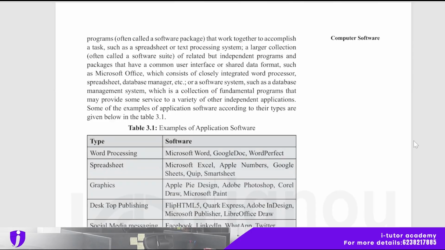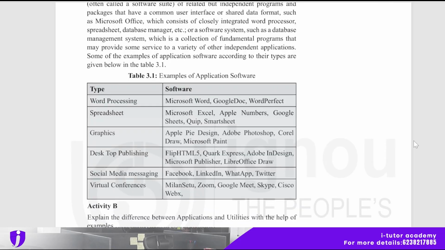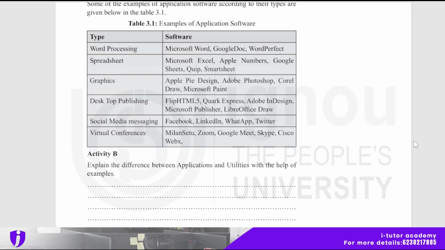Word processing software includes Microsoft Word and Google Docs. Spreadsheets include Microsoft Excel, Apple Numbers, Google Sheets, and Smartsheet. Graphics software includes Adobe Photoshop, CorelDRAW, and Microsoft Paint. Desktop publishing includes QuarkXPress, Adobe InDesign, Microsoft Publisher, and LibreOffice Draw. Social media and messaging include Facebook, LinkedIn, WhatsApp, and Twitter. Virtual conferencing includes Zoom, Google Meet, Skype, Cisco Webex, etc.